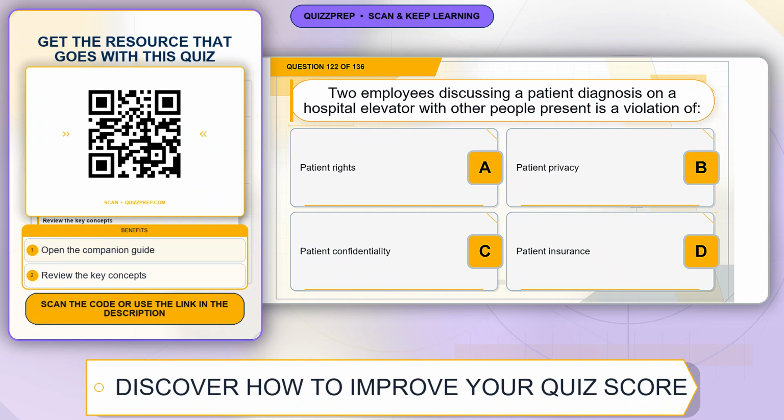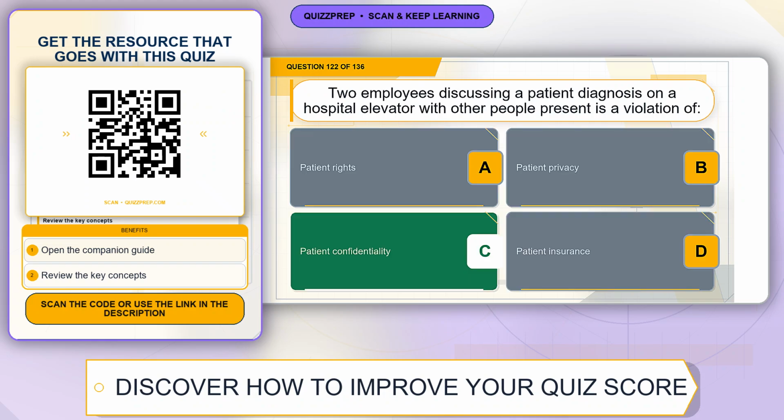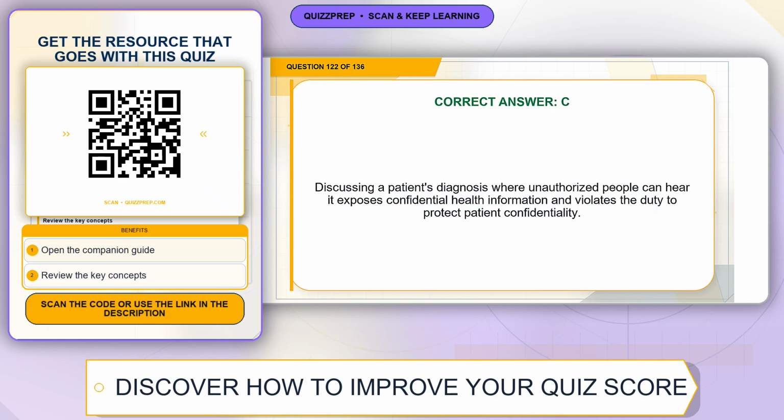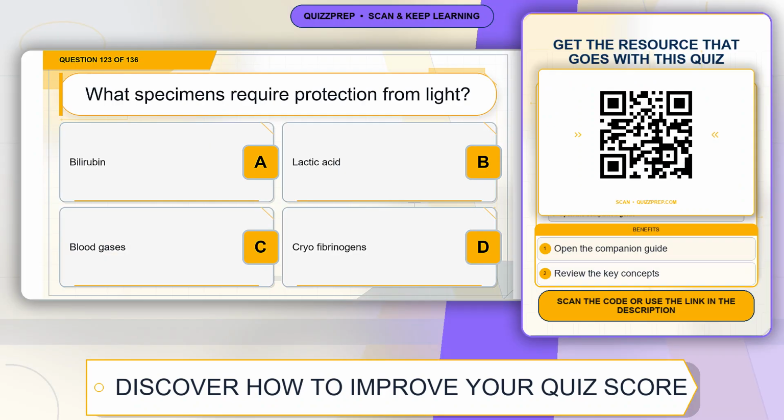Question 122. Two employees discussing a patient diagnosis on a hospital elevator with other people present is a violation of option A, patient rights, option B, patient privacy, option C, patient confidentiality, option D, patient insurance. The correct answer is option C, patient confidentiality. Explanation. Discussing a patient's diagnosis where unauthorized people can hear it exposes confidential health information and violates the duty to protect patient confidentiality.